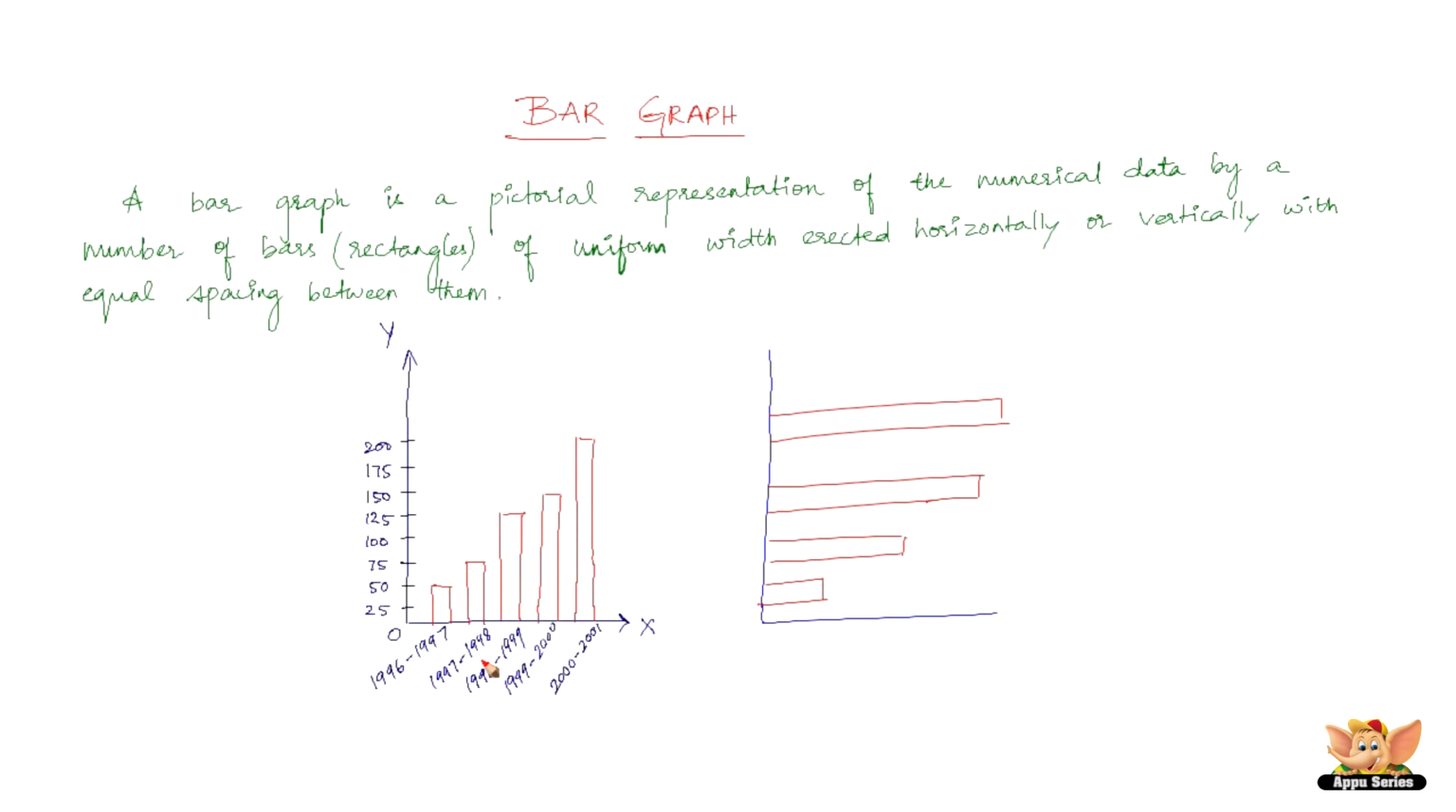You just have to interchange the information here. You just have to write 1996 to 1997. That is, the academic years would come on this axis, and then the number of students would come on the x-axis. So that is the difference between this and this. But otherwise, this is the basics of a bar graph, and this is how a typical bar graph looks.